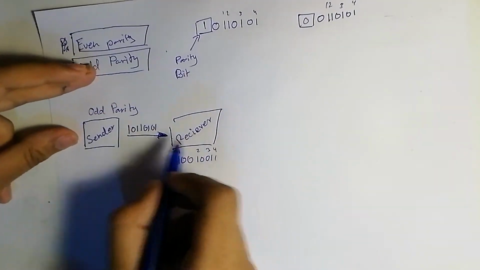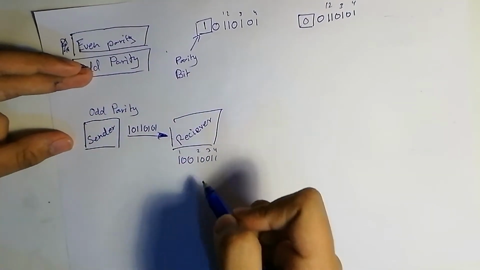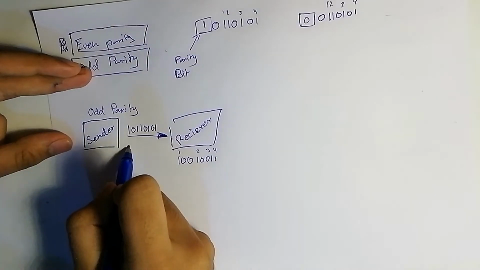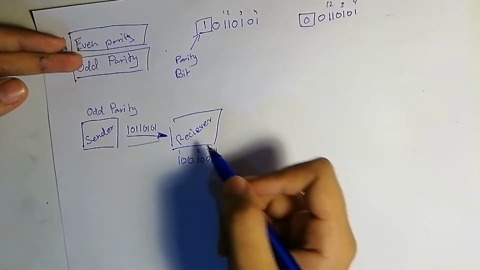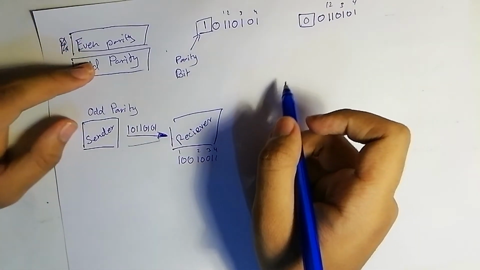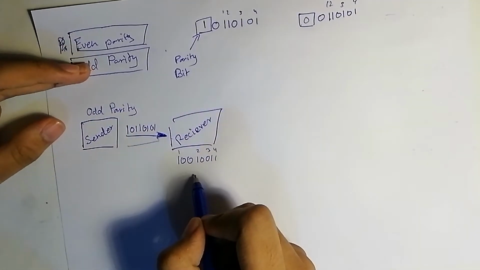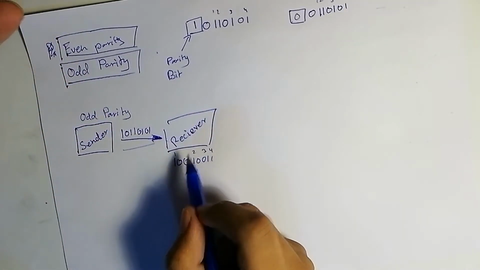So the receiver tells the sender to send the data again, and then the sender sends the data again, and let's say no error occurred. So the receiver receives the right thing. Of course, it checks again, and obviously it will turn out right because there were no errors.